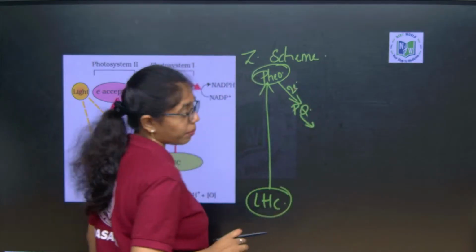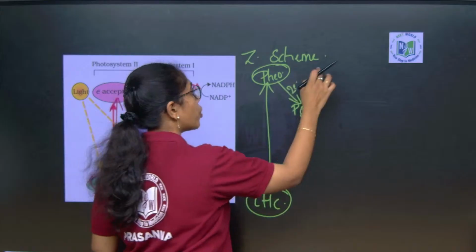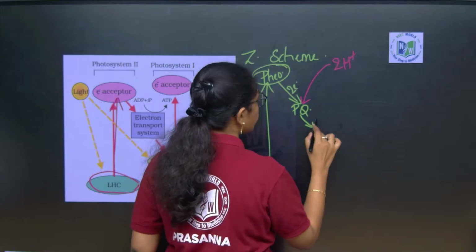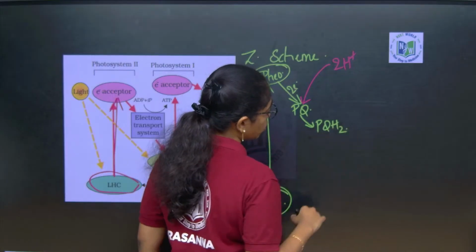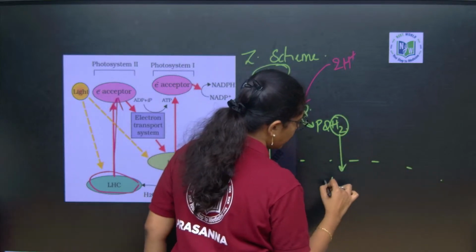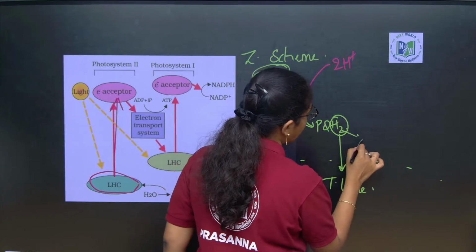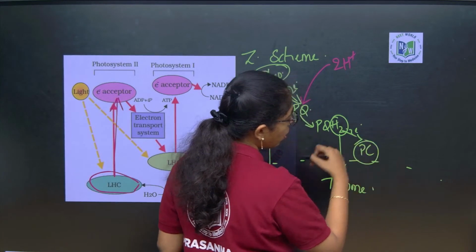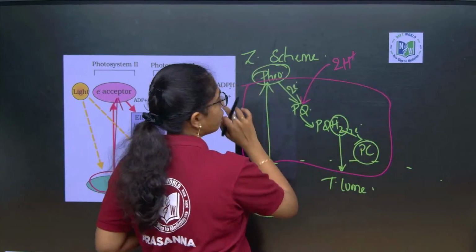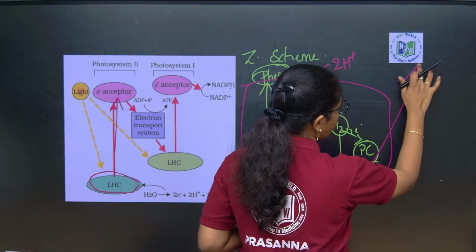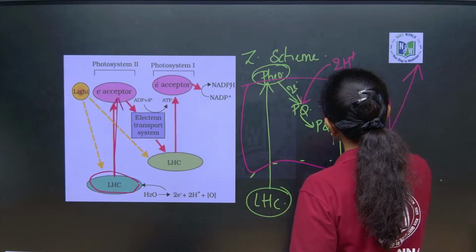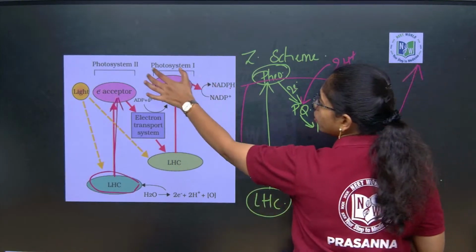As 2 electrons are passed from pheophytin to plastoquinone, protons are taken from the stroma, which forms PQH2, plastohydroquinone. These H protons are given to the thylakoid lumen and electrons are passed to plastocyanin. Till here photosystem 2 is done. From plastocyanin, electrons are again excited to photosystem 1. Till here this is photosystem 2 initially, and then again photosystem 1.